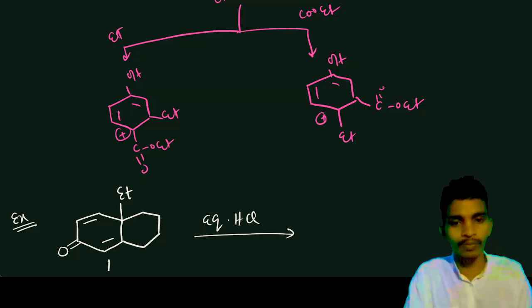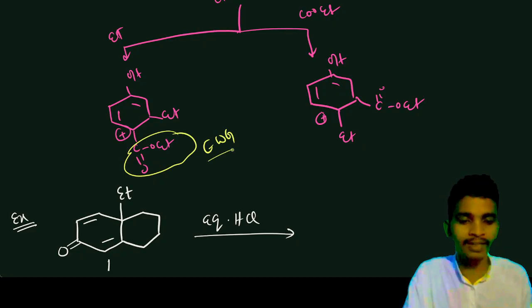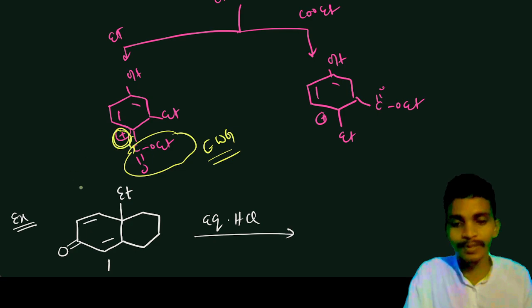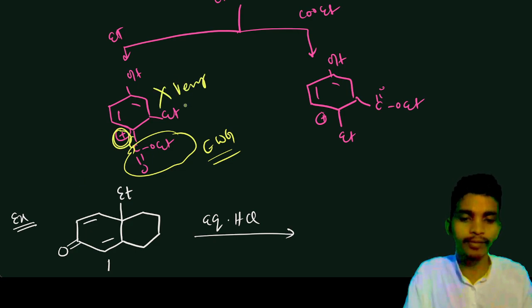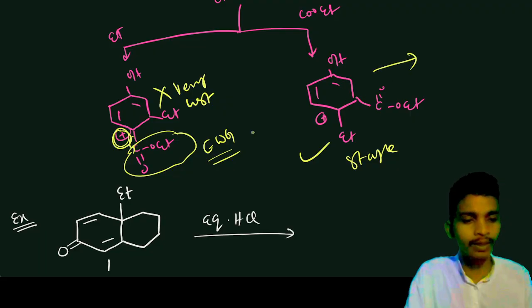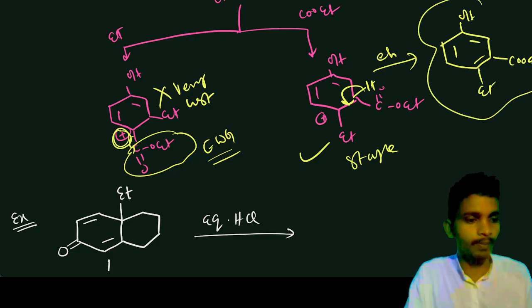Now you tell me which is the more stable product. In this case, this carbon is there, and this is an electron withdrawing group. So you understand that the electron withdrawing group will want to take electrons from here, and here itself there is a deficiency. So this becomes very unstable. So this will fail. Now after that, here hydrogen is there, so elimination will occur. So we will get this product. Here we have the COOEt, and here we have the ethyl. This is the final product.